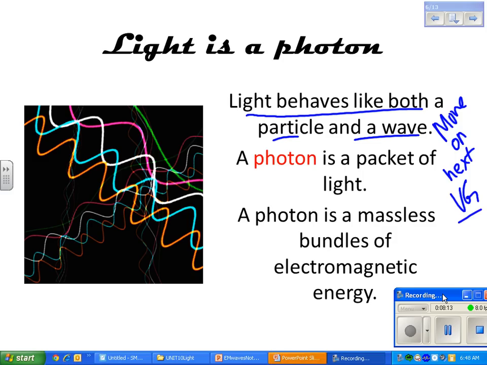But I do want you to realize that a photon is a packet of light. A photon is a massless bundle of electromagnetic energy. So a photon is a packet of light energy, if you want to add that. We'll talk more about what that means moving forward. Just want to make sure you started thinking about that now. You may have heard that before too.